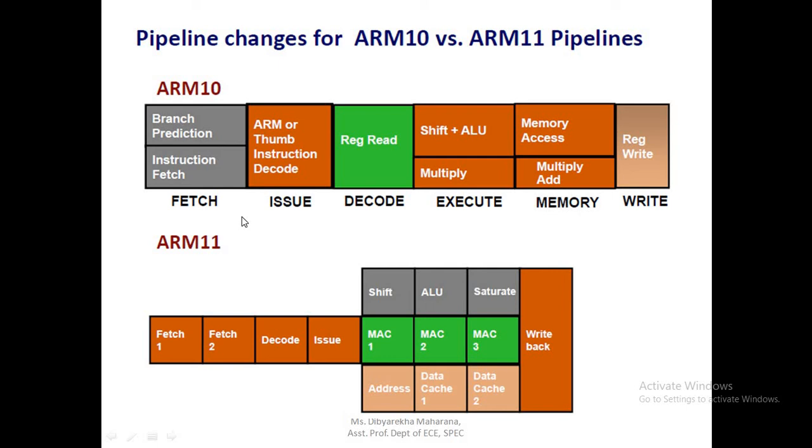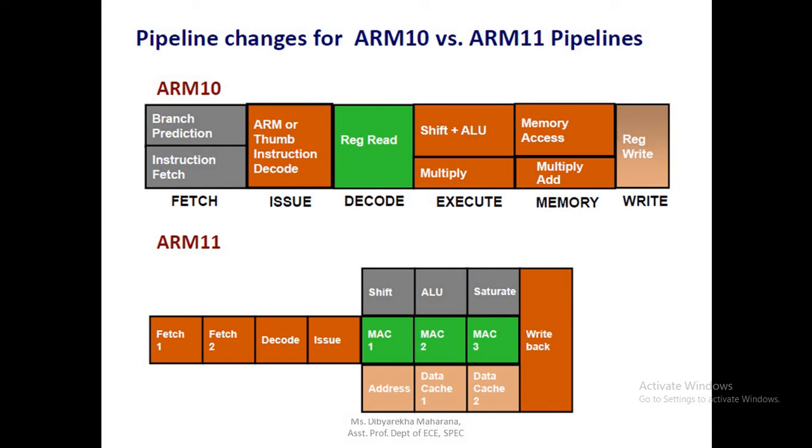First one is the branch prediction and instruction fetch. Second is issue. It issues the ARM or Thumb instruction decode. Third one is the decode. There the register read operation is performed. In execute, the barrel shifter and arithmetic logic unit are used and the multiply accumulate unit is also used. In memory access, multiply and add, write, register write.